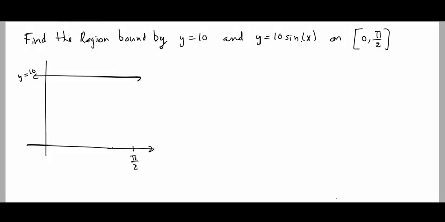So if we plug a pi over 2 in here, sine of pi over 2 is 1. 1 times 10 is 10. That's going to touch right here. And at 0, it's going to touch right here. Now we know the sine curve. The sine of 0 is 0.